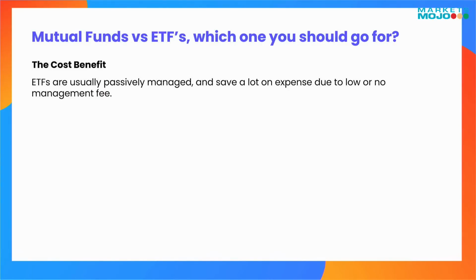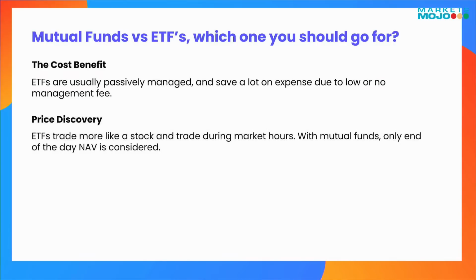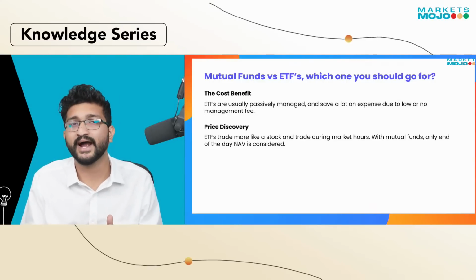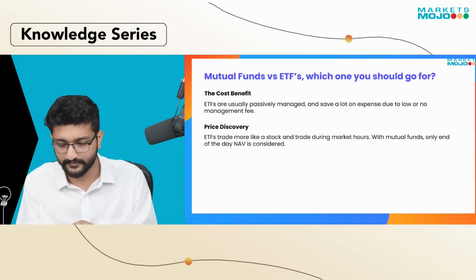What I mean by the cost benefit is that ETFs are usually passively managed. Remember I spoke about active and passive. A passive fund is just trying to mimic the benchmark. So you're saving a lot on expenses due to low or no management fee. So when you look at cost benefit, ETFs have a better expense ratio. Price discovery. An ETF trades like a stock throughout the market hours. But with mutual funds, you just have an end of the day NAV which is considered. So if you want something which has high liquidity, then you could look at an ETF instead of a mutual fund.